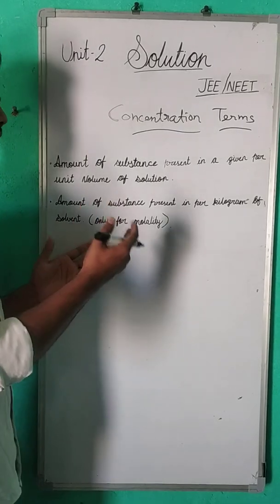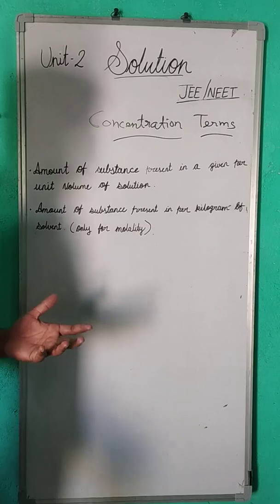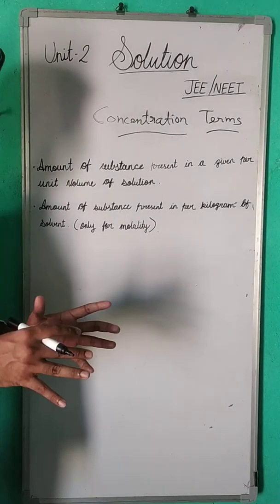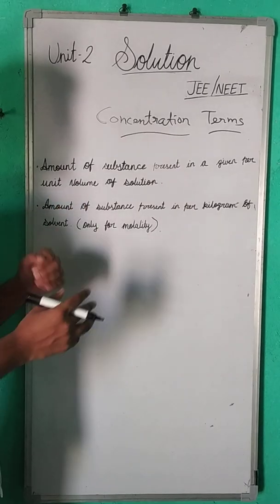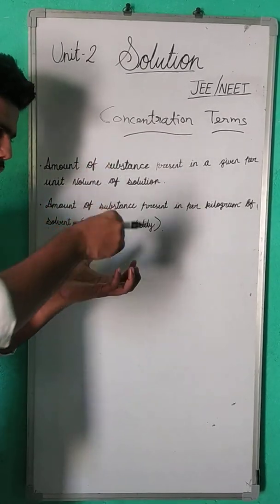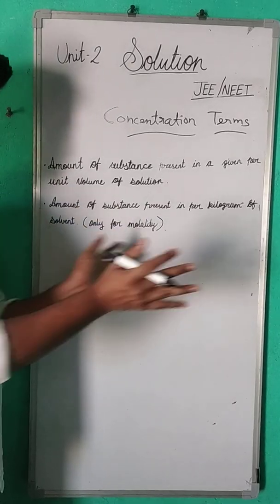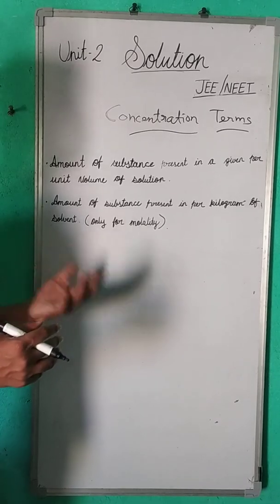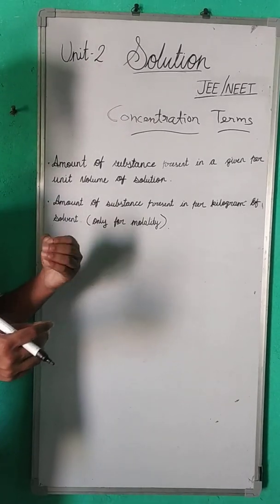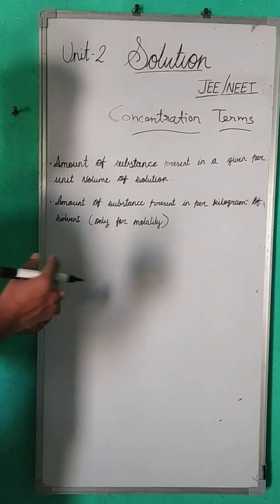Now we'll move to the second topic, which is very important, and that is concentration terms. Students, concentration means what? Focus? That is a different thing. Here concentration in chemistry means how much amount of substance is present in a given solution. That is called concentration. For example, you cook something, you add some ingredients in the proper and fixed amount in it. That is called its concentration.